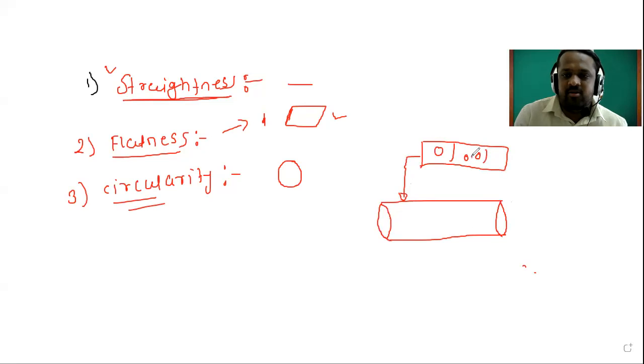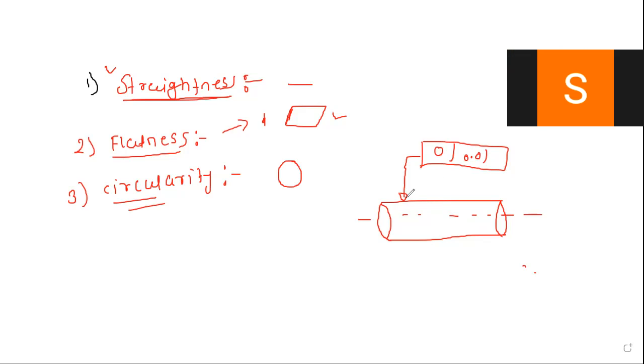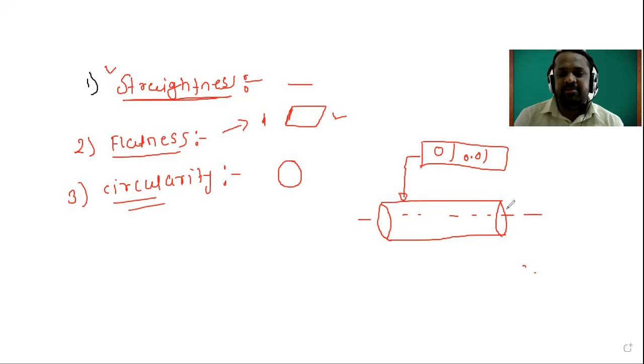How to read it? What is the meaning of this? Please read it. What is the meaning of this? Permissible circularity is 0.01. Means what? Exact, tell me the meaning of this.